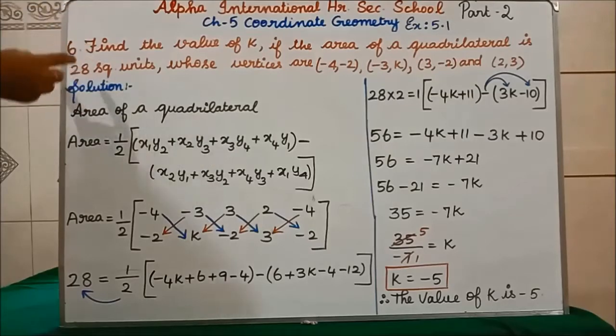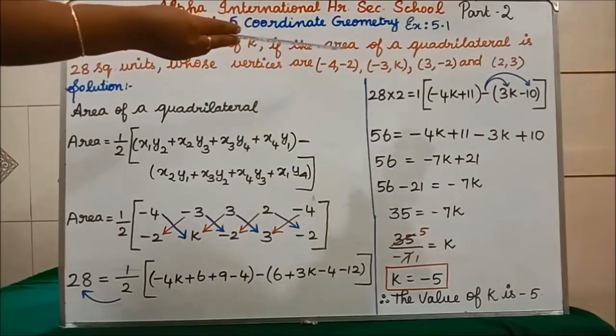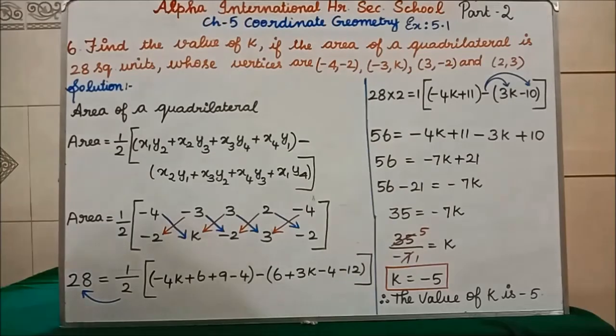The area of the quadrilateral is given as 28 square units, and they are asking us to find the k value, where one vertex is left as (-3, k). We will go for the solution. The area of a quadrilateral formula is written here. I told you in the last problem itself, but you have to write it continuously.